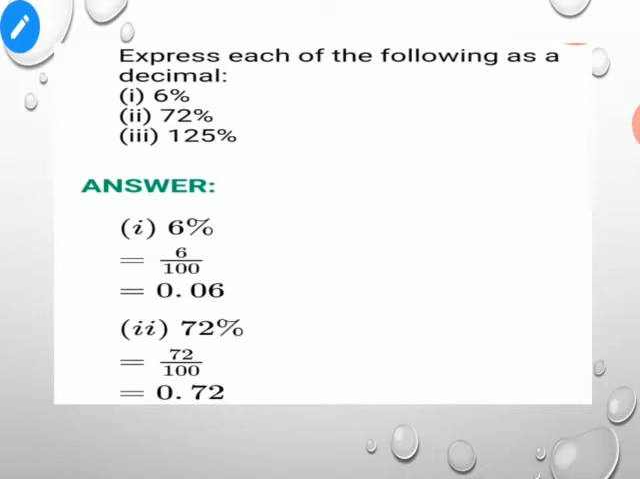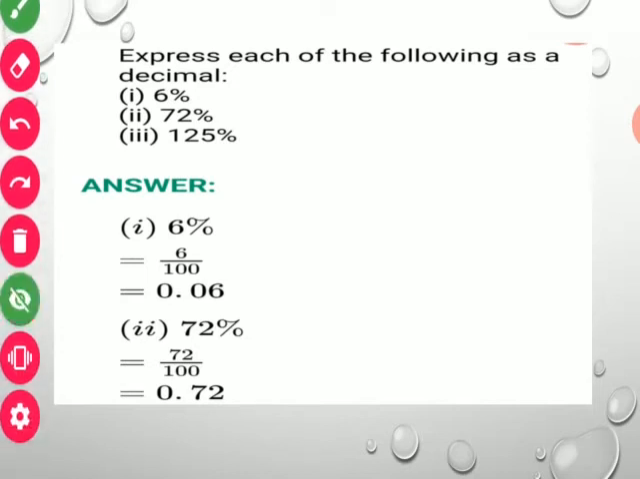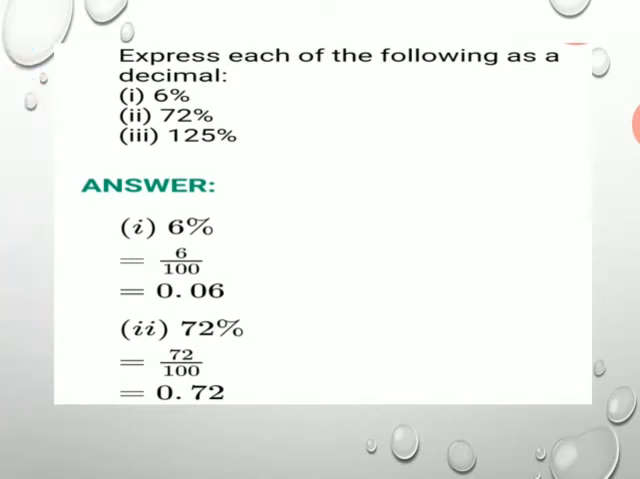Now the next question is, express each of the following as a decimal. So it's given to you 6%. So this 6% you have to convert into decimal. So you will write 6, the percentage sign will be removed and the number will be divided by 100.